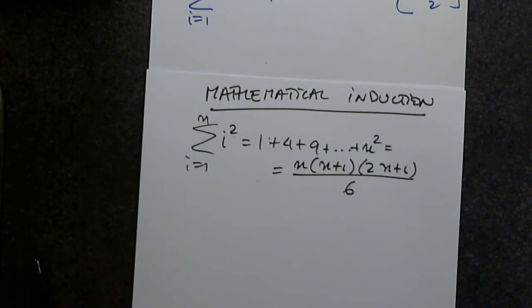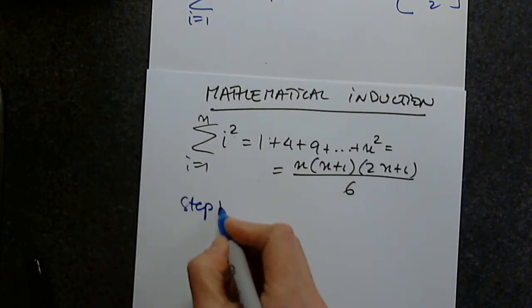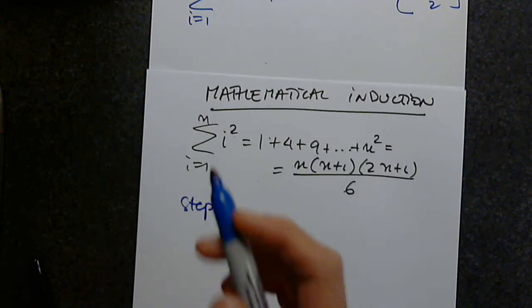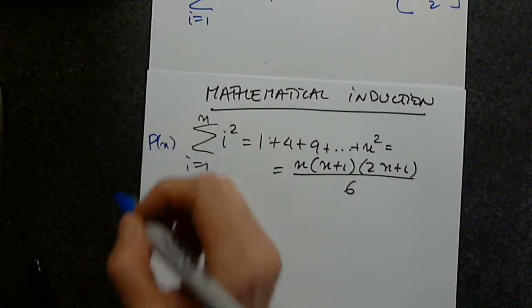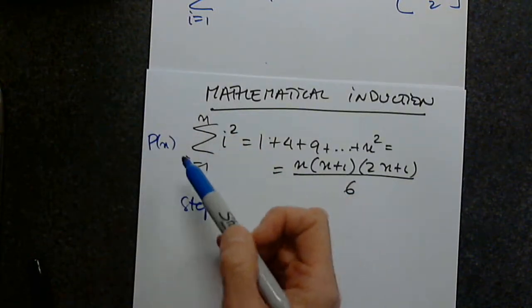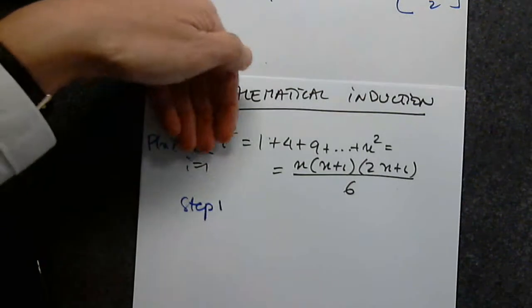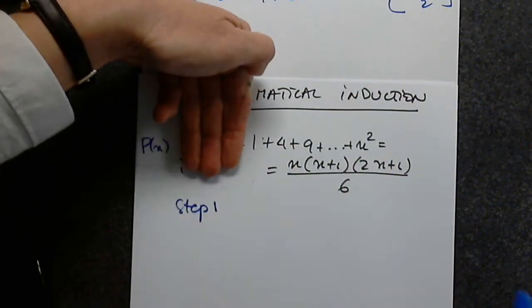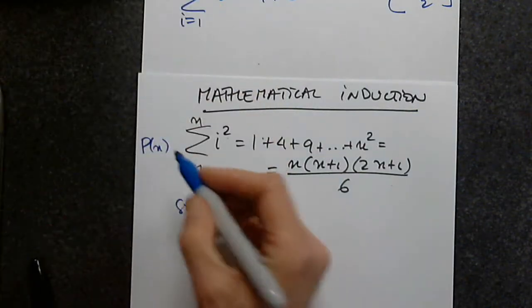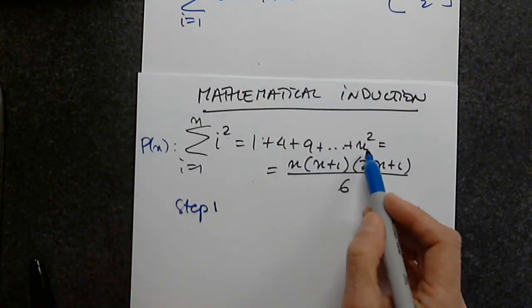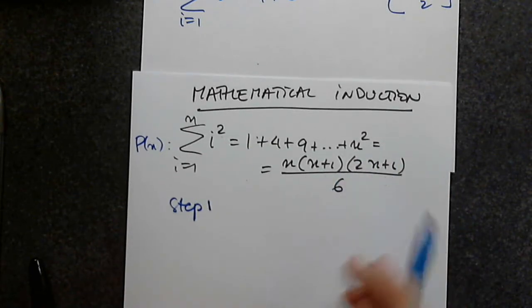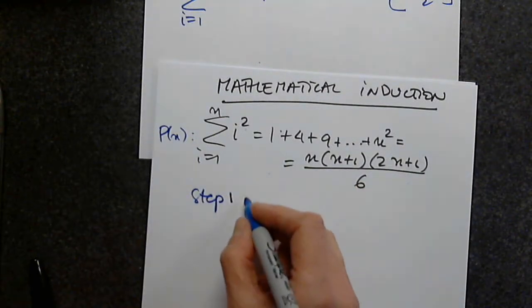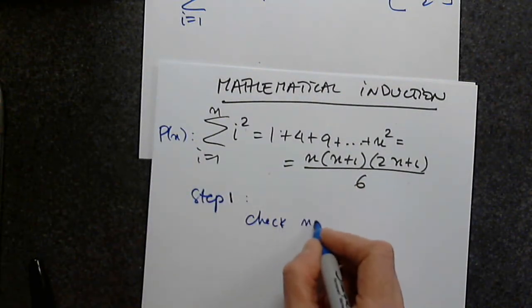Mathematical induction has 2 steps. In step 1, we will denote 2 pieces. We will denote this by P of n. What am I denoting by P of n? Not this. This. So this is like a proposition, if you want. P of n is 1 plus 4 plus 9 plus dot dot dot plus n squared is n times (n plus 1) times (2n plus 1) over 6. So after I denote that, I'm going to check when n is 1.